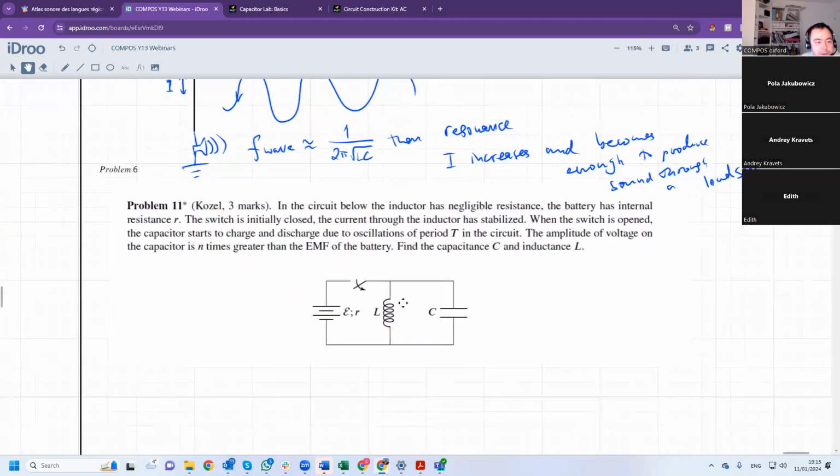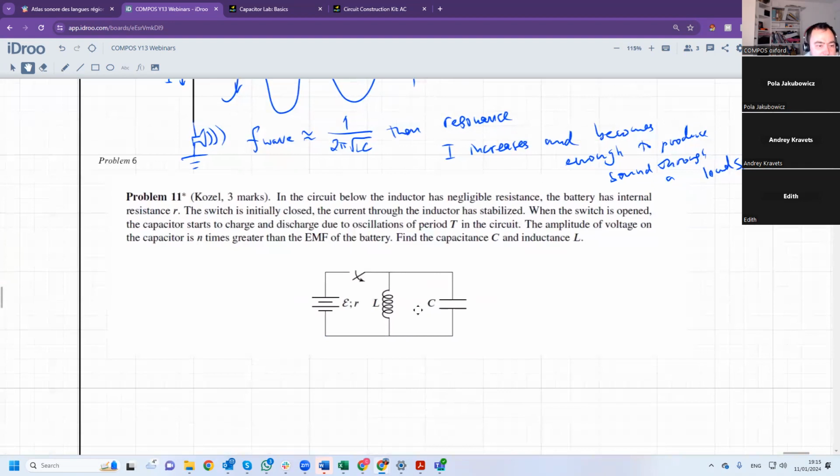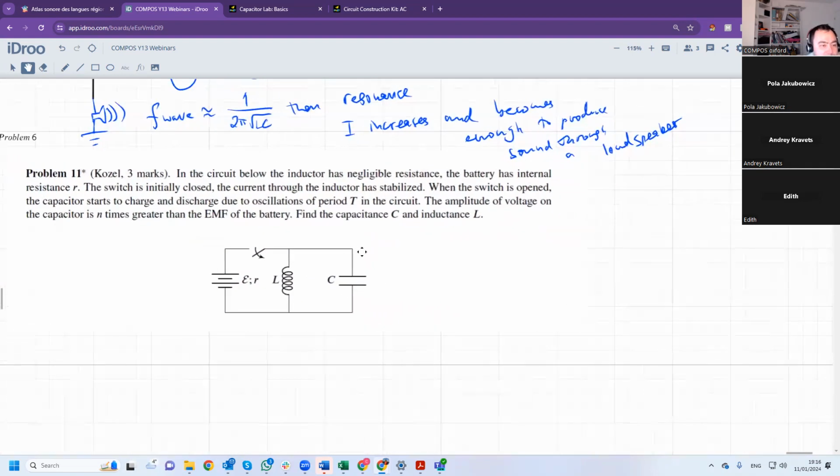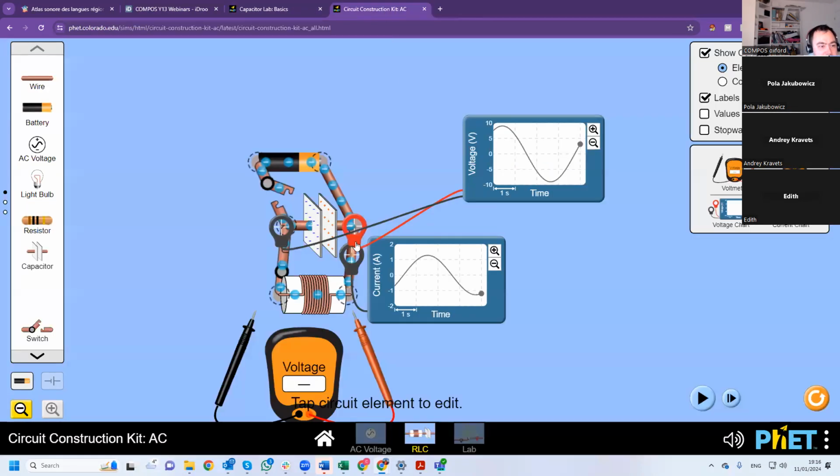Oh, for these ones, you can model. You have a battery with internal resistance. The current through the inductor has stabilized. When the switch is open, the capacitor starts to charge and discharge due to oscillations of period t in the circuit. So let's model this. I mean, why not?